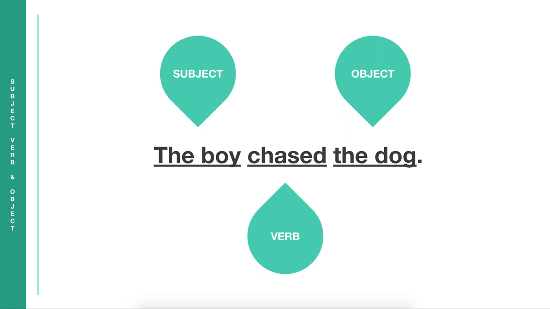Now, the boy is chasing the dog. Because the dog is not doing the verb, it is receiving the verb, it is the object being acted upon, it is therefore the object of the sentence. So again, a quick rundown of this is: start by identifying the verb, which is the action, and then figure out who or what is doing the action. In this case, it's the boy. Who or what is doing the action is going to be the subject of your sentence, and then you'll look to see if anyone is being acted upon, if anyone is receiving the verb. In this case, it's the dog. Those who are receiving the verb or being acted upon are the object of the sentence.